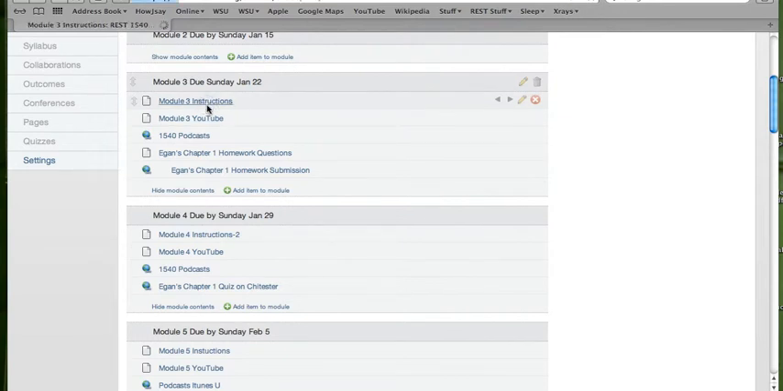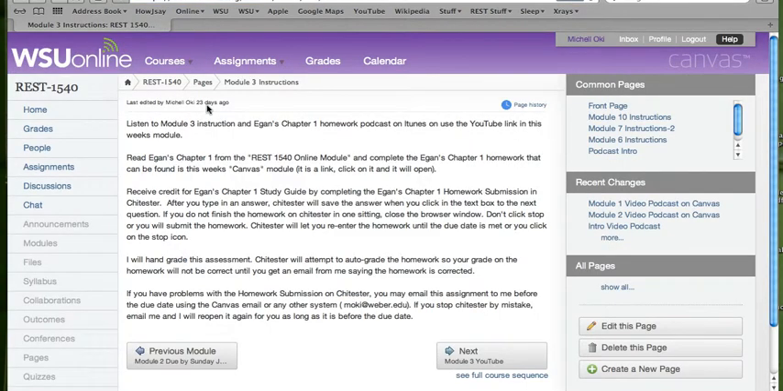These are the instructions for the module, which tells you that you need to read Egan's Chapter 1 homework in the module that you bought from the bookstore. And then there are questions for you to answer, and this is probably going to be the most challenging part of this class, to answer these questions in a manner to get full points. But I'll try to guide you through this.